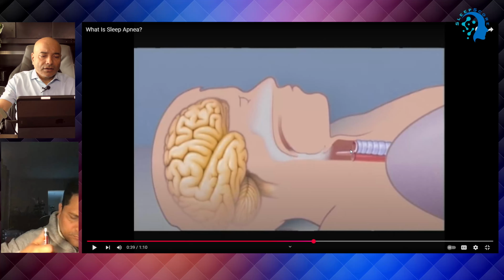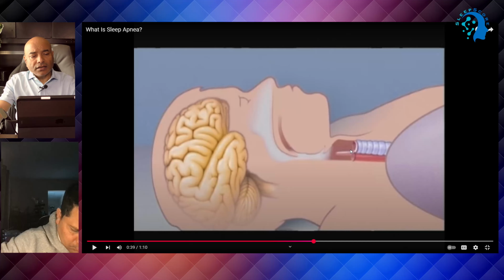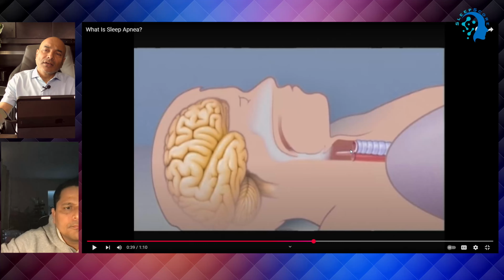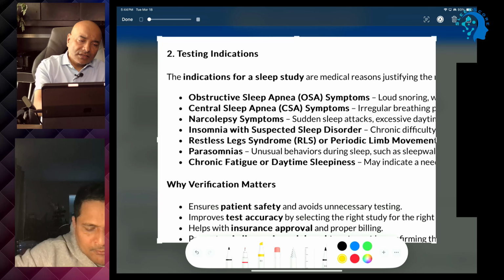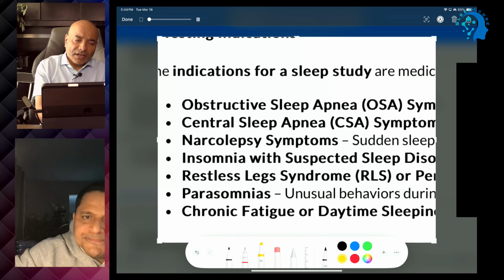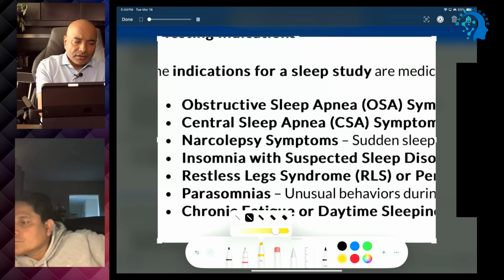Okay. So here, in the testing indication, you can check central apnea, and there's narcolepsy. Okay, this is narcolepsy.